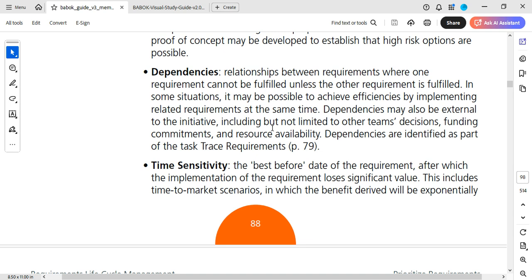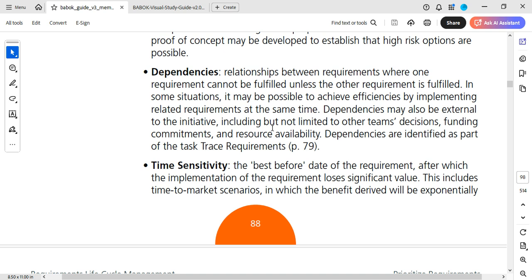Dependencies: relationships between requirements where one requirement cannot be fulfilled unless the other requirement is fulfilled. We've talked about this. In some situations, it may be possible to achieve efficiencies by implementing related requirements at the same time. Dependencies may also be external to the initiative, including but not limited to other teams' decisions, funding commitments, and resource availability. Dependencies are identified as part of tracing requirements. So you can look up our trace requirements.